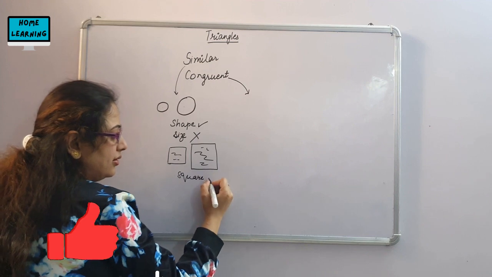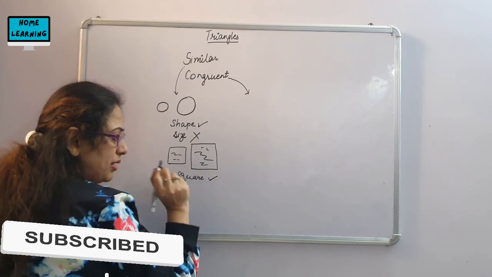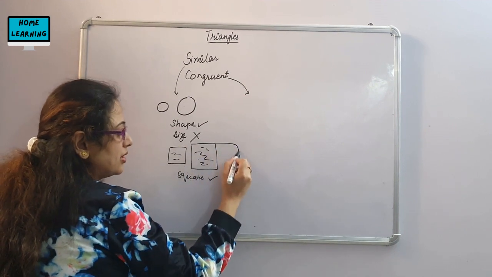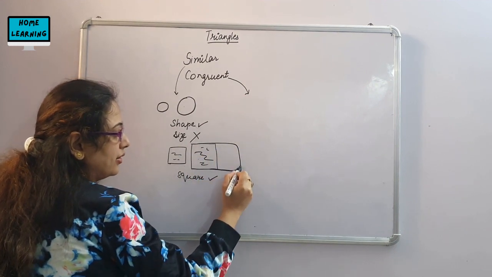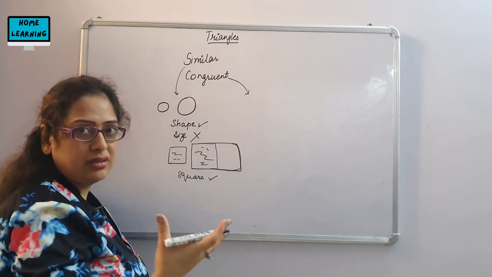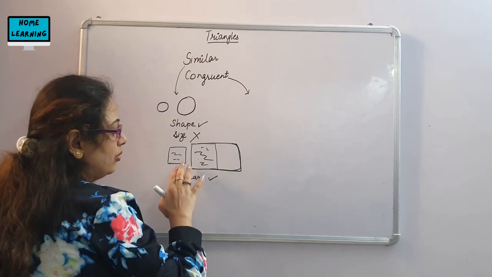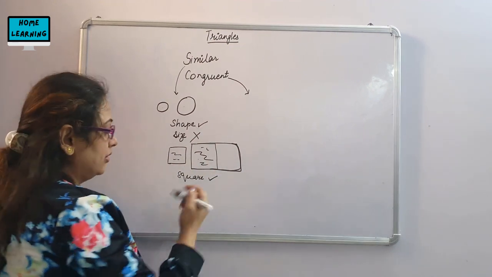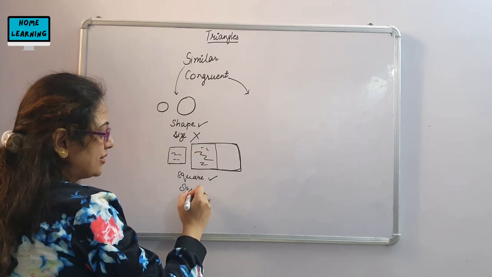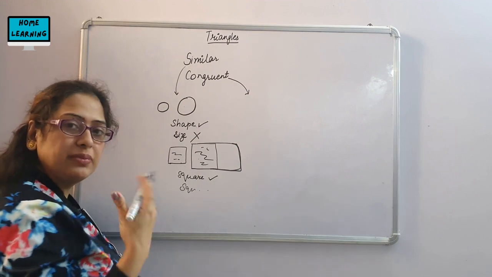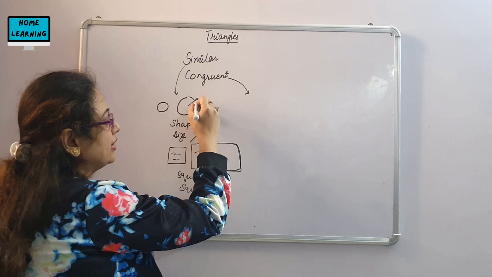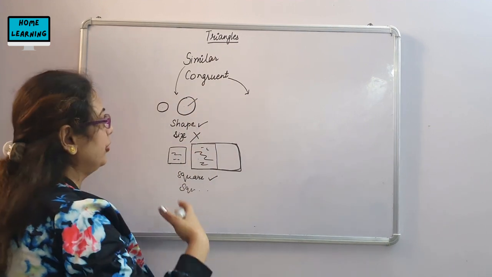Then it is similar. However, if this is a square and it comes in a rectangular format, then this will not be a similar image because both these are different. You cannot say that a square is the same as a rectangle. Shapes are different. Similar is when it decreases or increases in a proportionate way.